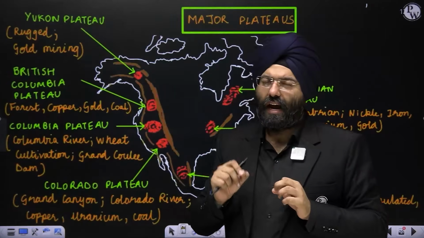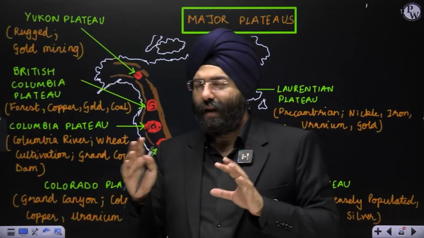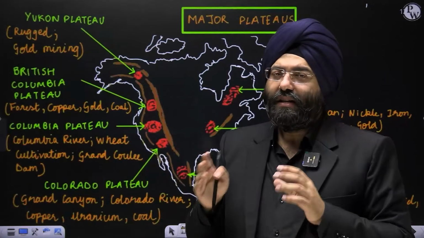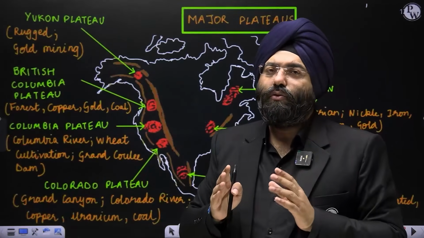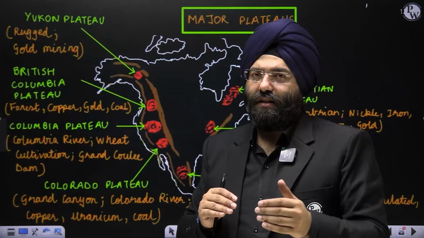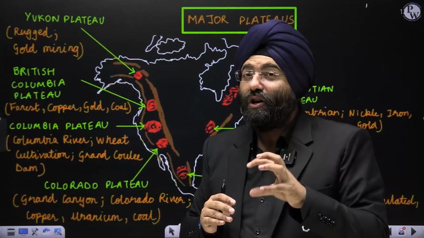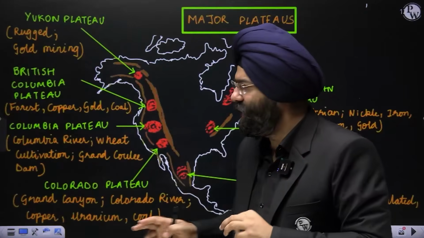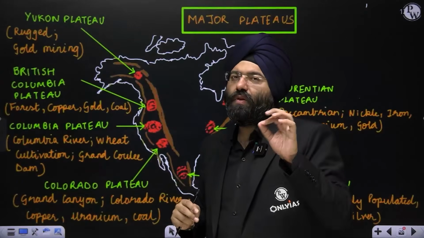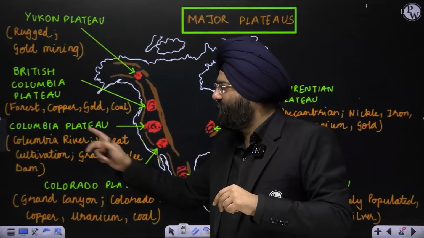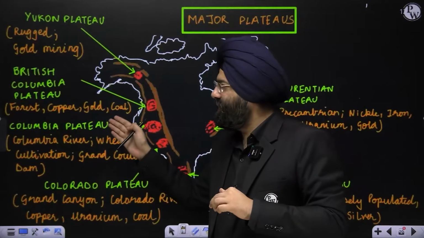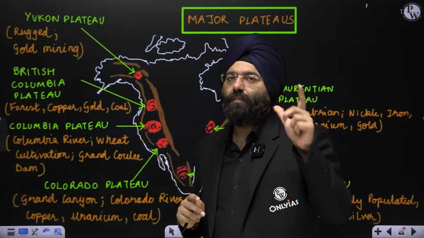Please understand, Grand Coulee Dam is not the largest dam with respect to size, but it is a very important dam with respect to the production of electricity. It is one of the top with respect to the production of electricity. Please remember that. That is why you should be well aware of the Grand Coulee Dam, which is located on the Columbia River. The Columbia River is basically crossing the Columbia Plateau.